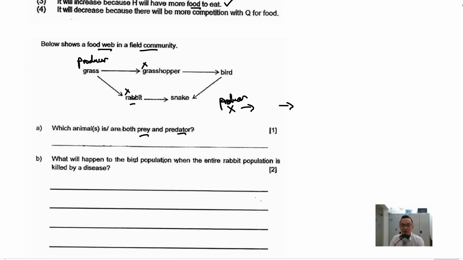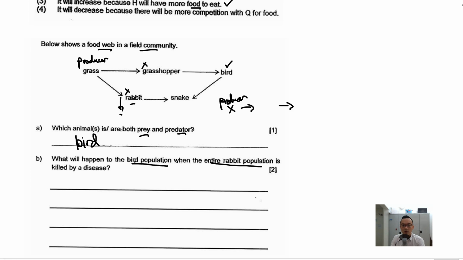So you must find the next level, which is the bird. Alright, so bird eats grasshopper, that's a predator, but snake eats bird, therefore it is also a prey. So which animal is both predator and prey? It's only a bird. A rabbit is not a predator because it eats grass, and that's not counted because it doesn't hunt.